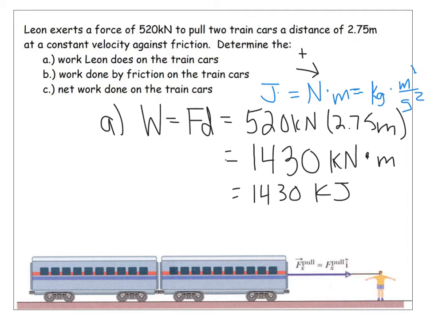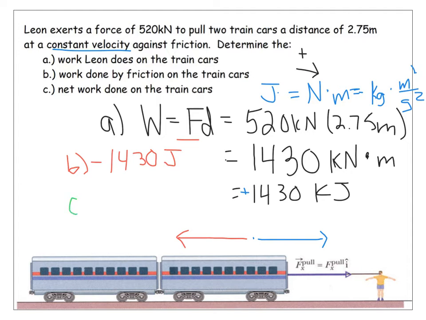If we think about the work done by friction, so constant velocity is important. So we have this applied force that we just used to calculate the positive work done. If we think about the work done by friction, friction's in the opposite direction, so it will be a negative force. The amount of force will be the same because it's not accelerating. So the work done by friction on the train cars will be negative 1,430 kilojoules.